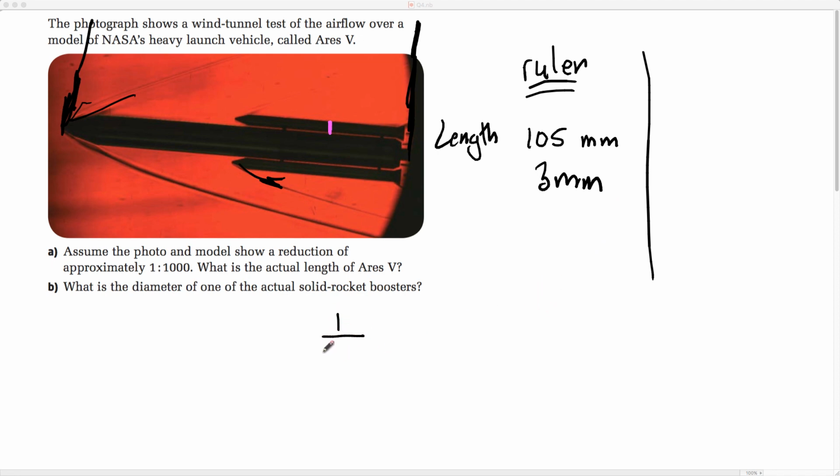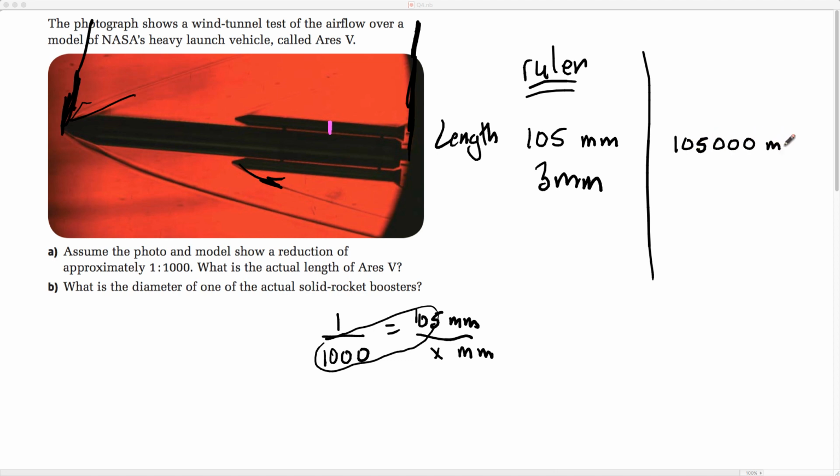You could say 1 in the photo is 1,000 in real life, so 105 millimeters in the photo. Notice there are no units here. It's 1 something to 1,000 somethings. They have to be the same. And you'd be asking, what would this be in real life? So for 1 measured in the photo, what would that be in real life? You multiply by 1,000 and then divide by 1. So I would first multiply this by 1,000. So I have 105 and then 0, 0, 0.